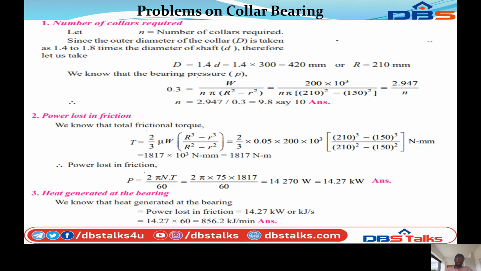Next, you can calculate the power loss in friction. We know that the total frictional torque T equals 2 by 3 mu into W.